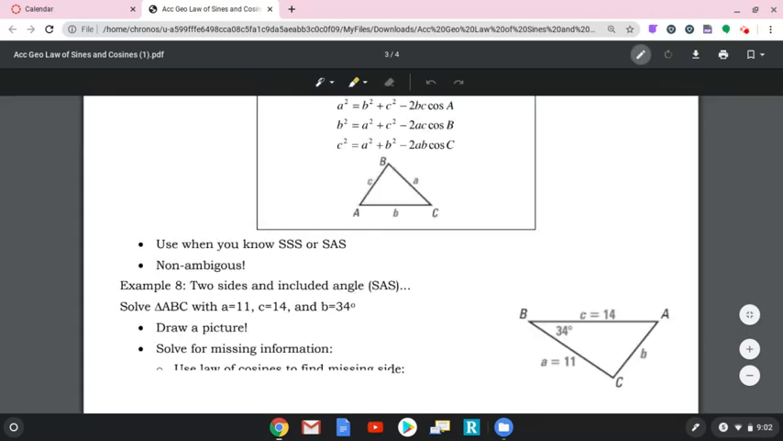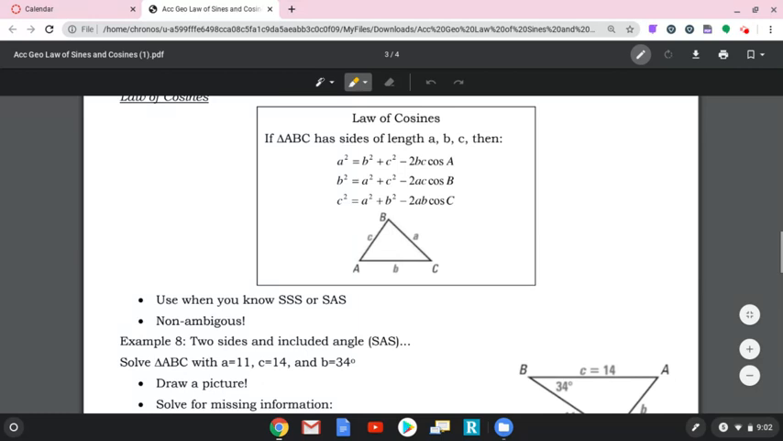Today we're going to start talking about the law of cosines and when we utilize it. So if you take a look at this packet that you had from yesterday, you have the law of cosines. Now, the law of cosines is slightly different.